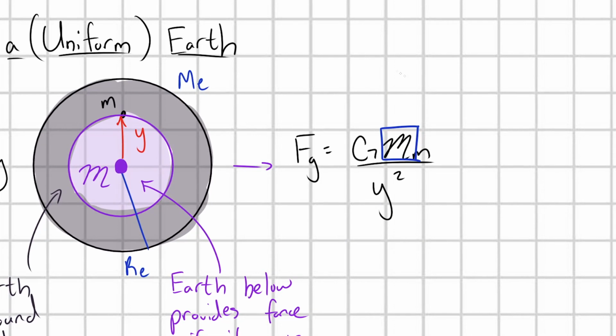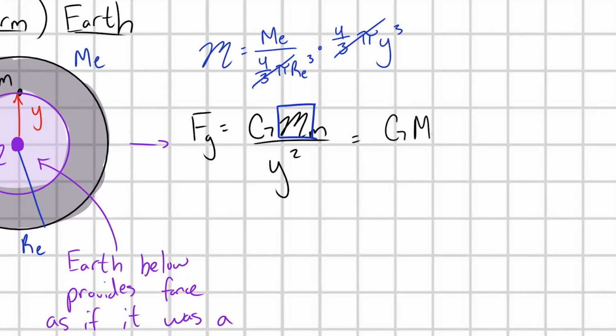Alright, and what is script M, right? It's going to be some fraction of the total mass of the Earth. One way we can think about coming up with the mass script M is we say, look, the Earth is going to have some uniform mass density. If I take the total mass of the Earth, M_E, and I divide by its volume, 4/3 pi R_E cubed, then I take that mass density and I multiply it by the volume of all of the Earth below us, which would be 4/3 pi y cubed. Great, so canceling terms and plugging that in, we now know what F_g is.